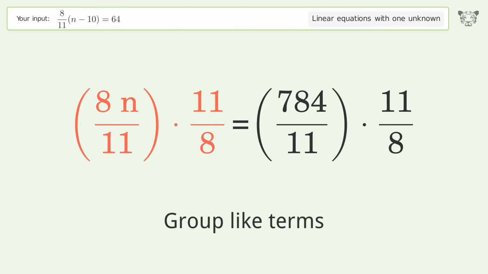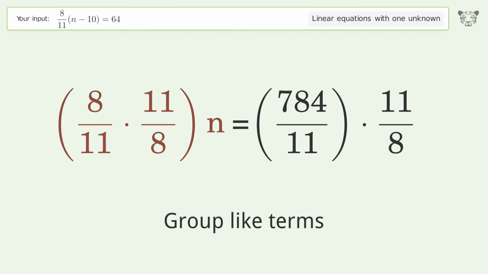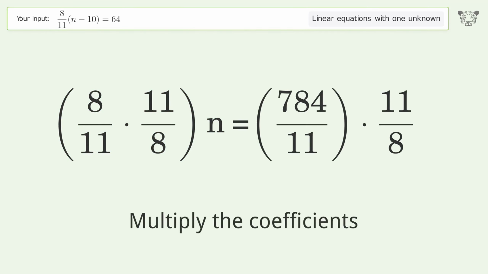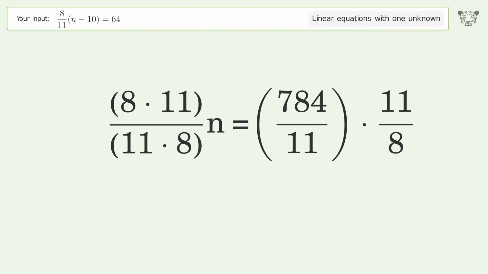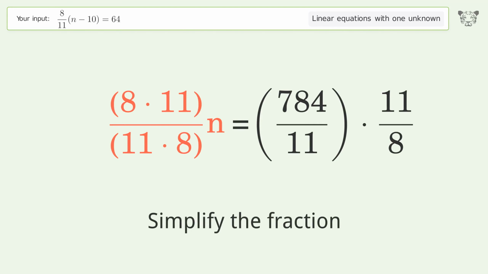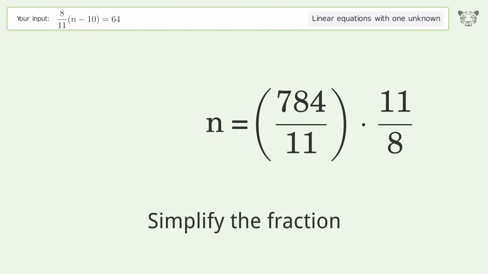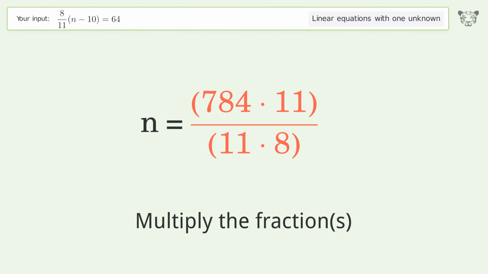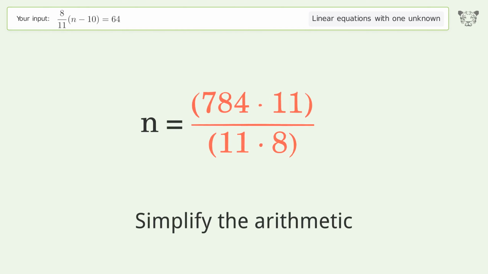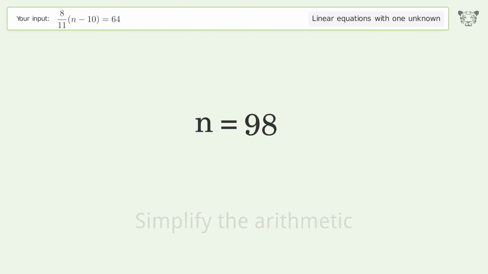Group like terms. Multiply the coefficients. Simplify the fraction. Multiply the fractions. Simplify the arithmetic. And so the final result is n equals 98.